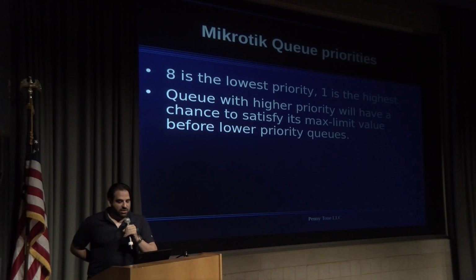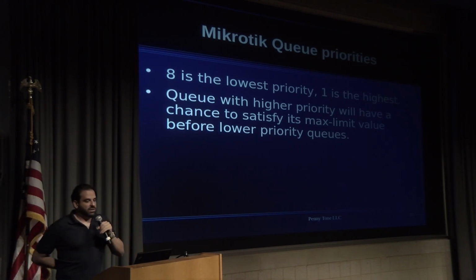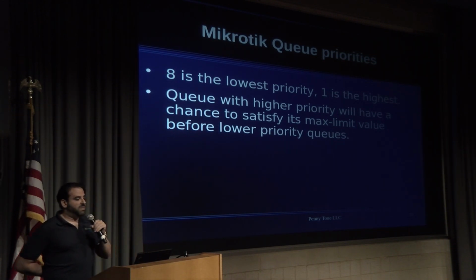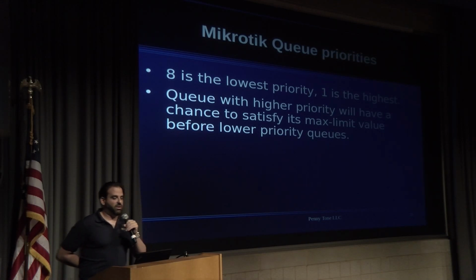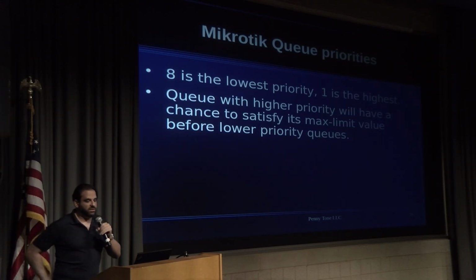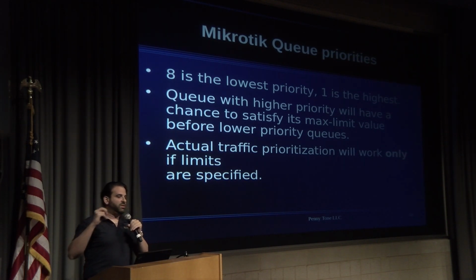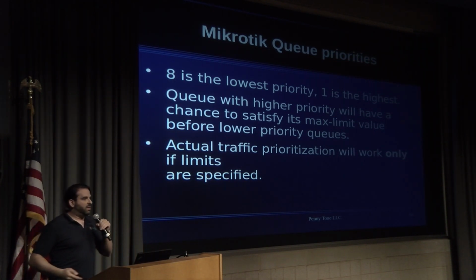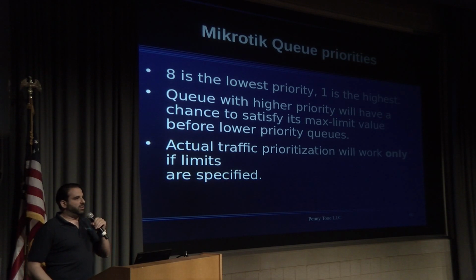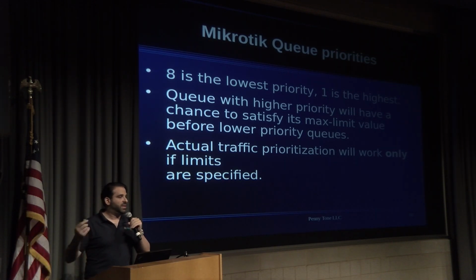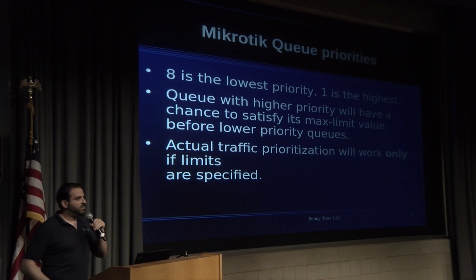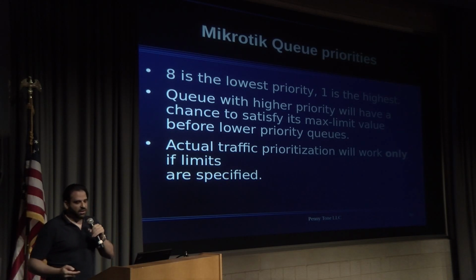Now, in MikroTik queues, the queue with a higher priority will have a chance to satisfy its max limit value before lower priority queues. So that's important to understand. And actual traffic prioritization will work only if limits are specified. A lot of times I've created queues and totally forgot to put limits in there, and well, that queue is going to do absolutely nothing because it doesn't know what to do with that traffic.